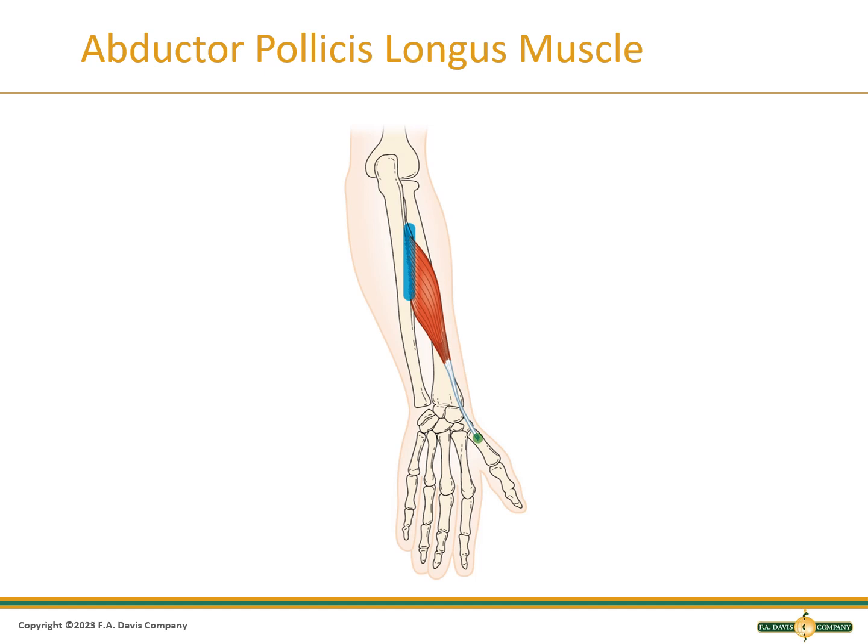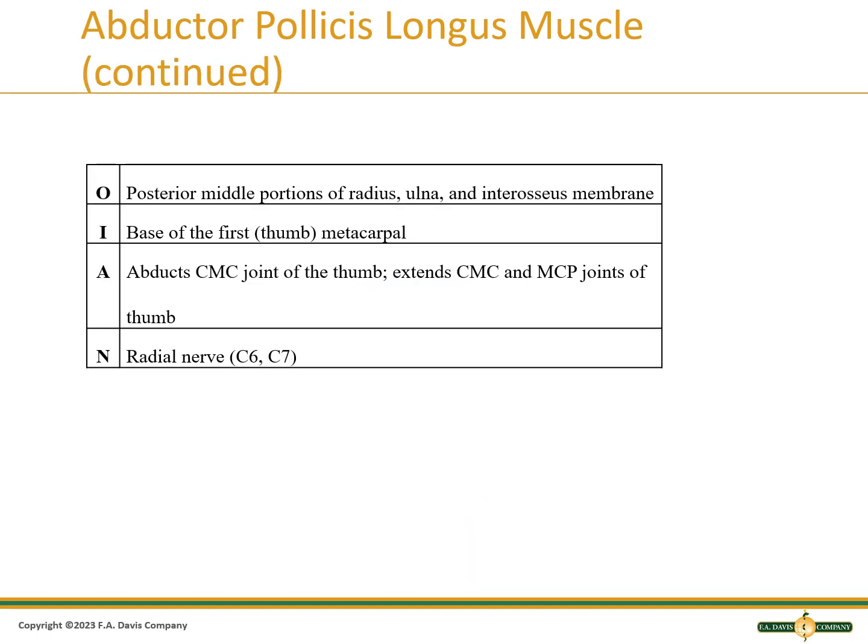Abductor pollicis longus, so abductor being abduction is the motion, pollicis being thumb. This is going to be our thumb abductor. It originates on the posterior middle portions of the radius, ulna, and interosseous membrane to insert on the base of the first metacarpal, or the metacarpal of the thumb. So it does not travel out as far as our flexor pollicis. It serves to abduct the CMC joint of the thumb and extend the CMC and MCP joints of the thumb.